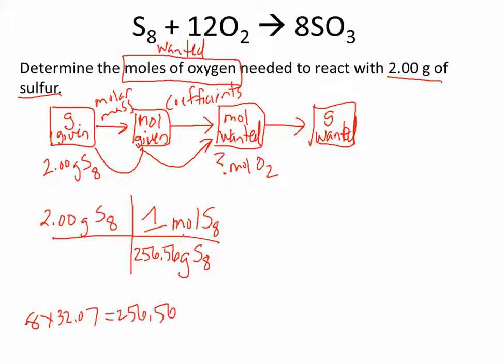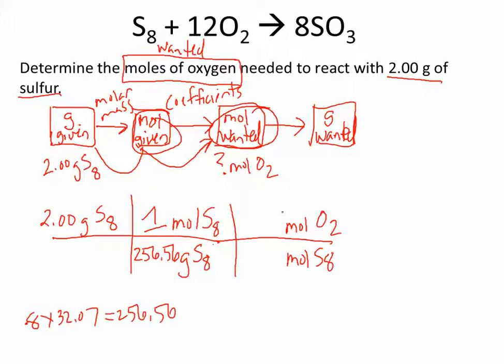So if we stopped here, we would end up with moles of sulfur, but we want moles of oxygen. So we add another fence post. Moles of sulfur goes here, and we want to go to moles of oxygen. And remember, oxygen's formula is O2. When we go from moles given to moles wanted, we use the coefficient. So we look up here. There's no coefficient written, but it's understood that sulfur's coefficient is 1, and oxygen's coefficient is 12.